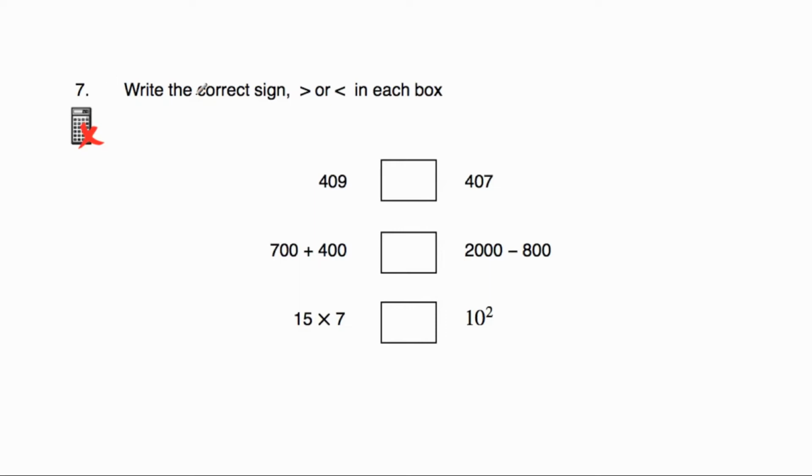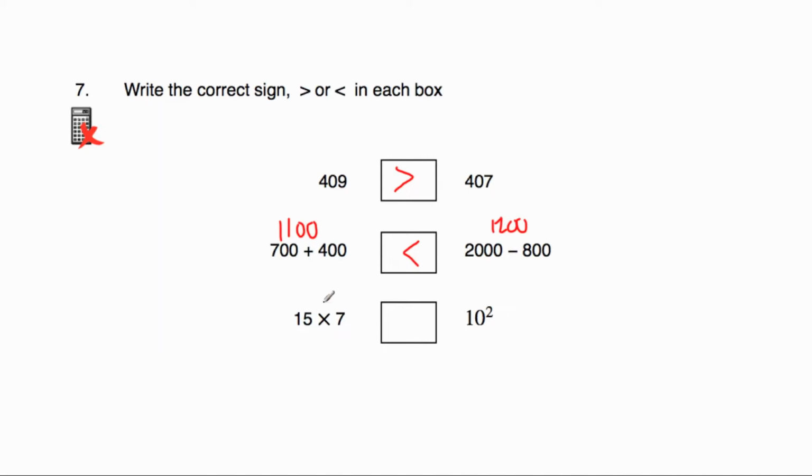Okay, question 7 says to write the correct sign, the greater than or less than sign in each box. So 409 and 407. Well, 409 is bigger than 407, so we'll write in the greater than sign. 409 is greater than 407. Now we've got 700 plus 400, that's 1,100. And we've got 2,000 take away 800, that's 1,200. And 1,200 is bigger than 1,100, so we're going to put the sign that way. So 1,100 is less than 1,200.